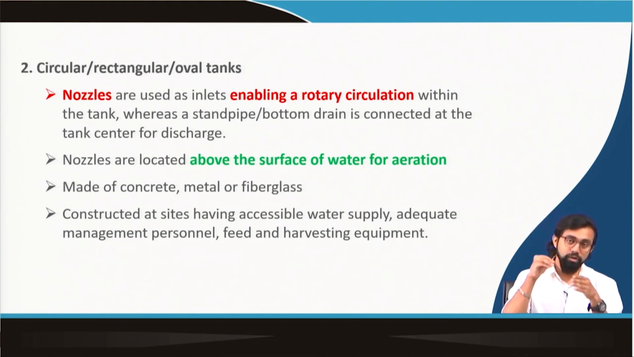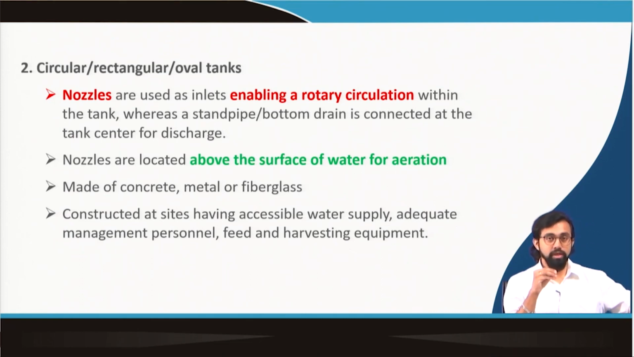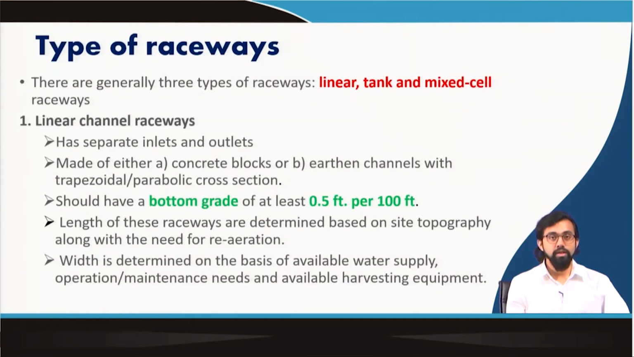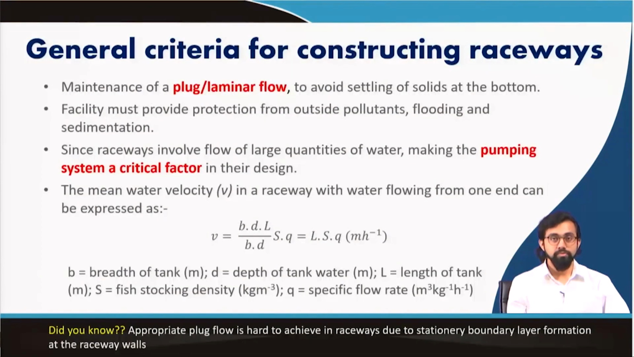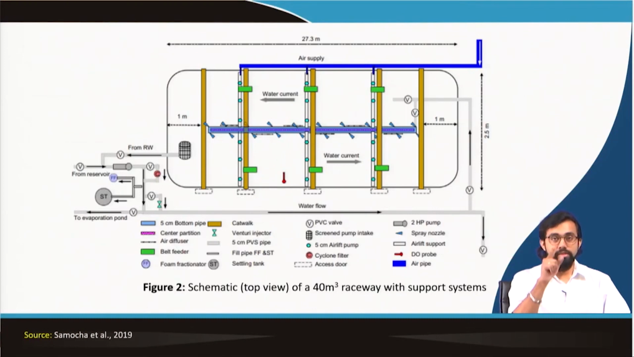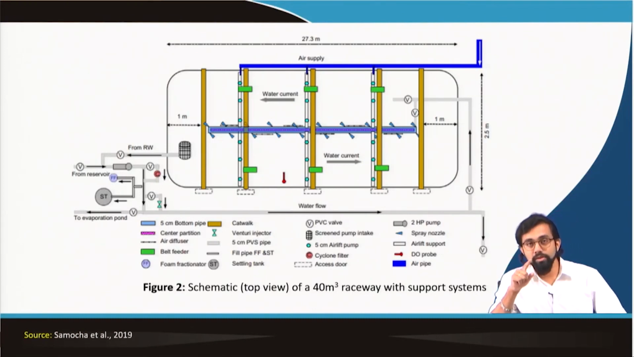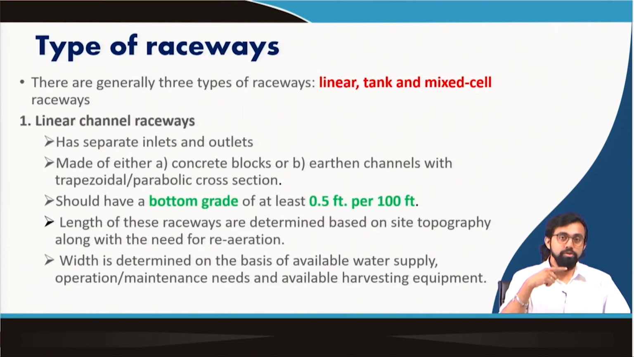We provide the water with the nozzle, and the water will come out of the system. The nozzles are located above the surface of the water, and it will make a continuous flow possible. If you see the earlier design, and in this design also, the nozzles are placed at a certain angle, so it will make the water current possible.